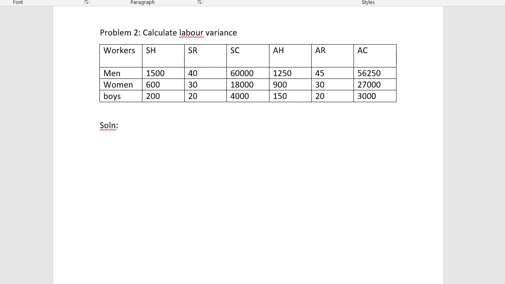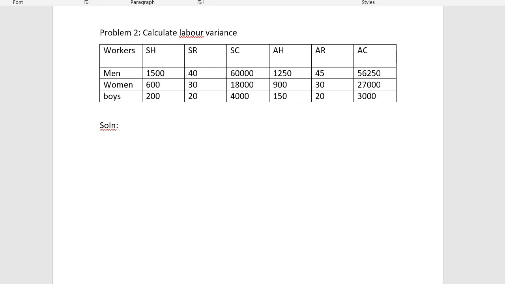Today in this class, I am going to explain how to solve the problem on labor variance which may ask for 14 marks. So this is very easy and very important for your 14 marks. In this type of question, they already give each and every piece of information regarding the standard hour, standard rate, standard cost of each of the labors, and actual hour, actual rate, and actual cost for three labors: men, women, and boys. This type of question they may ask for 14 marks. So we'll start the problem now.